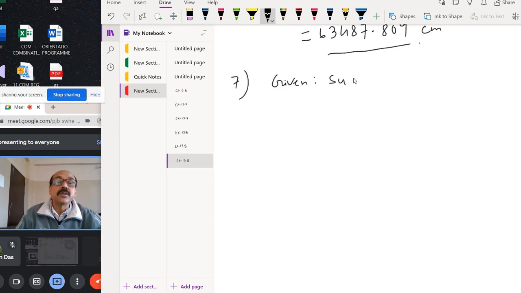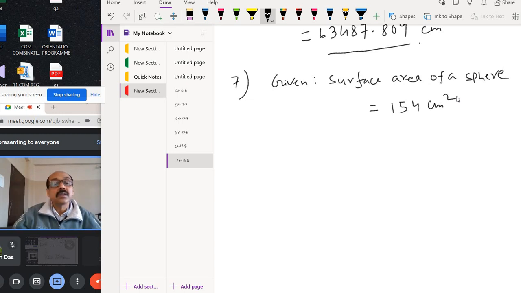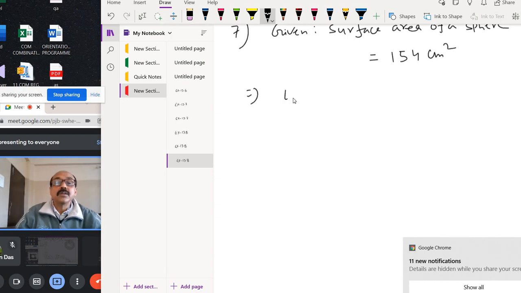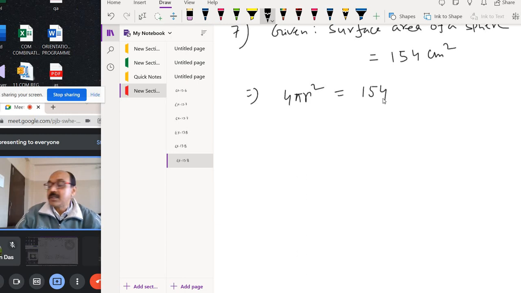Surface area of a sphere equals 154 centimeters square. We know the surface area of the sphere is 4 pi r square. So 4 pi r square, the surface area of the sphere, is 154.